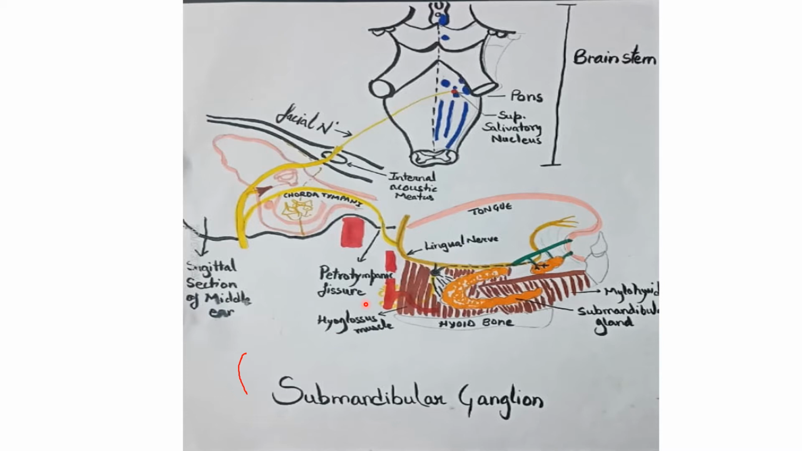Now, from where are the preganglionic fibers arising? The preganglionic fibers are arising from the lateral horn of the spinal cord, especially the thoracic part. Thoracic part has a lateral horn also. From there the sympathetic fibers are arising. I hope you understood. And that's it about the submandibular ganglion. Let's see the next ganglion.